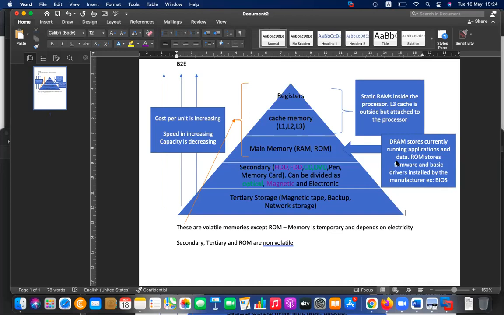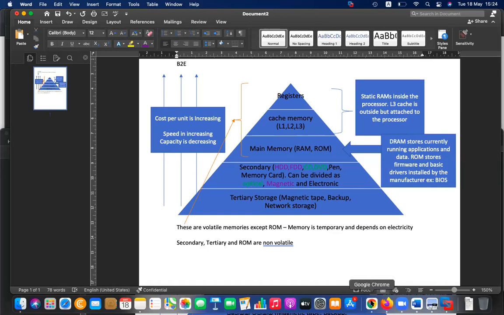What is ROM actually? What is ROM? Is it software or hardware or both? What do you think? ROM?